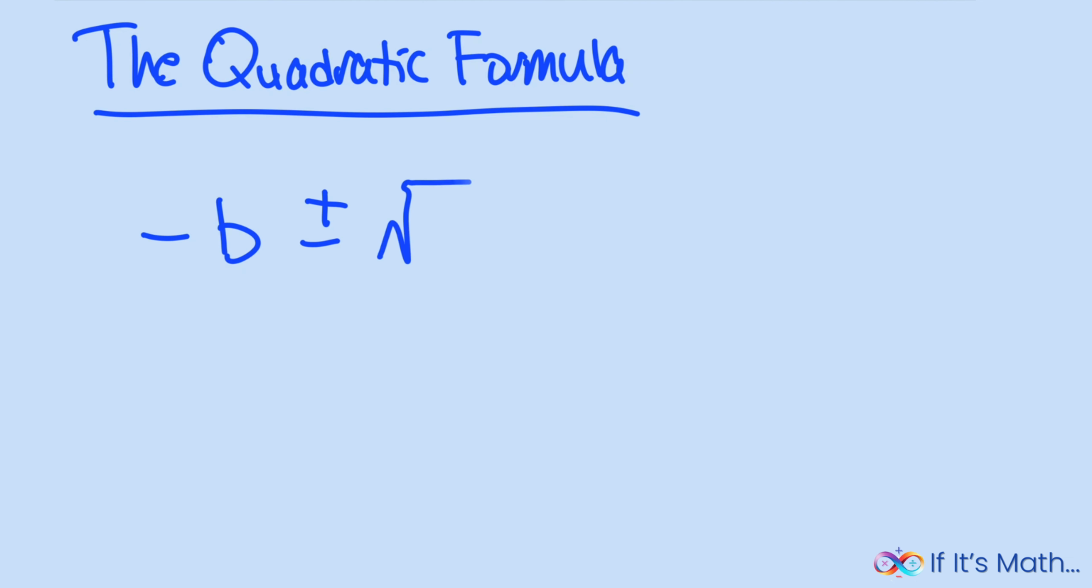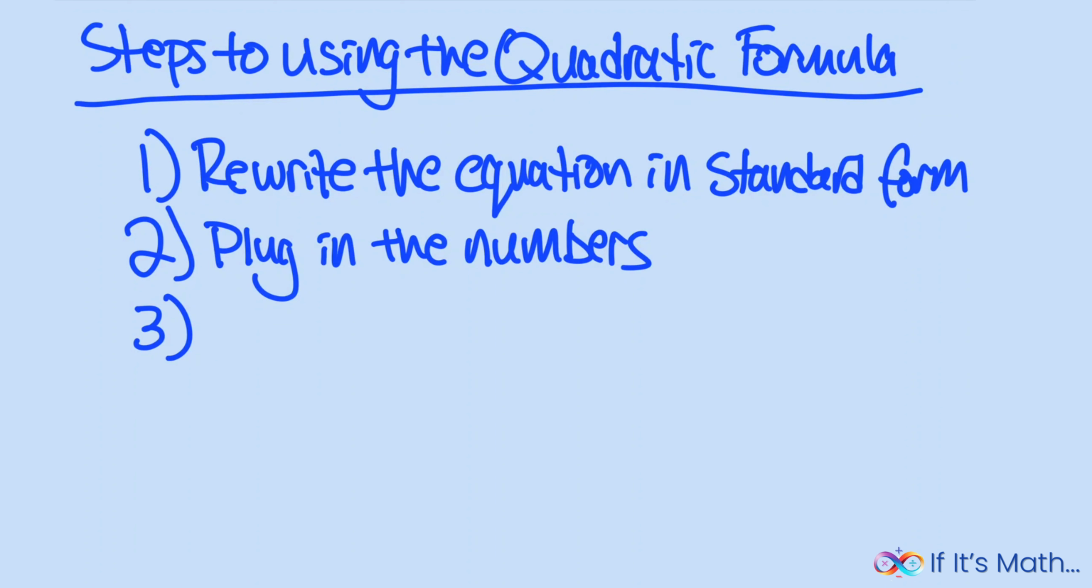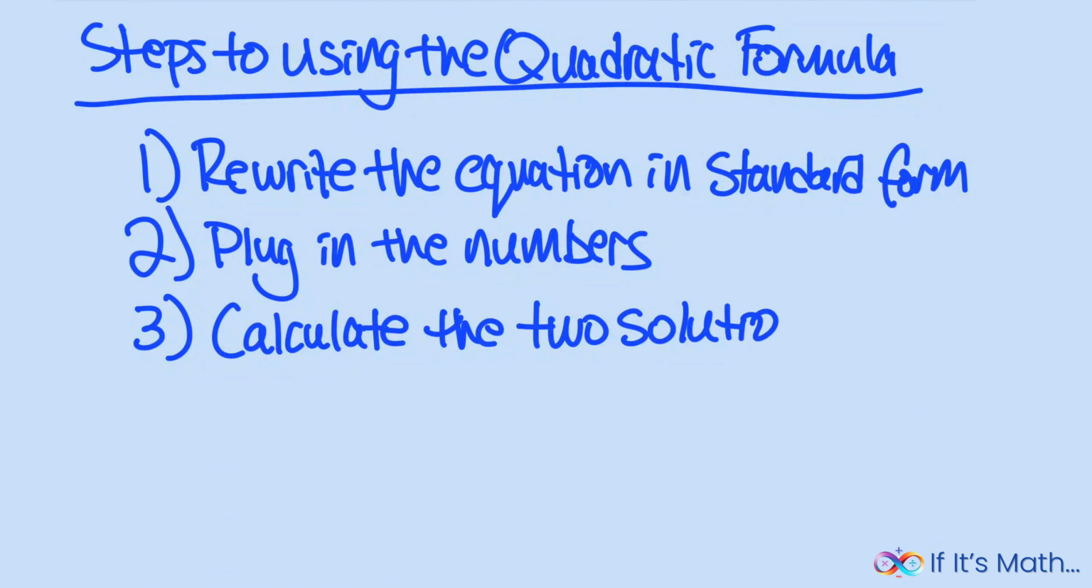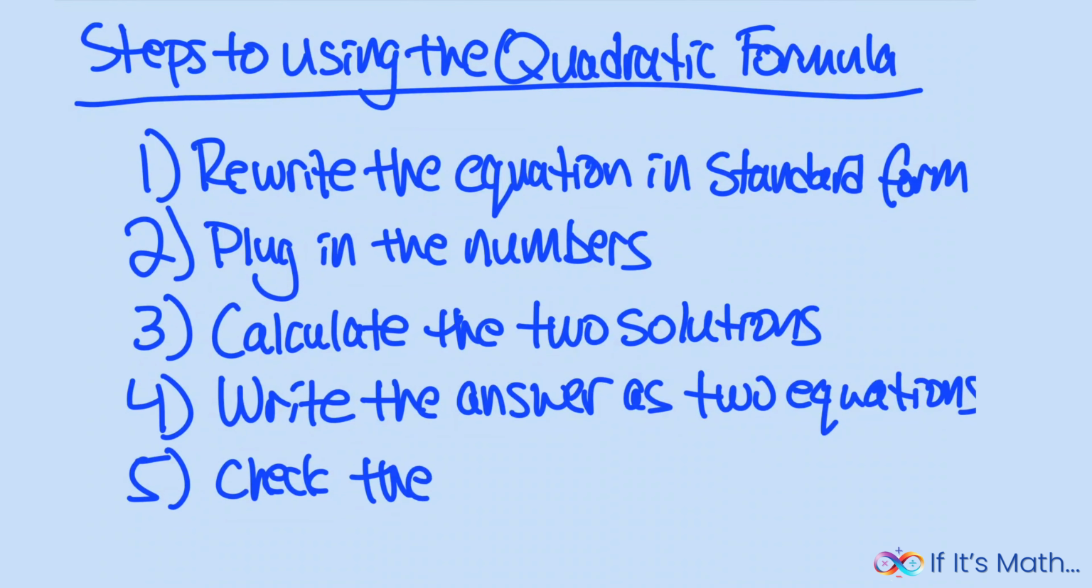The steps used in the quadratic formula, there are 5 of them. First, you're going to want to rewrite that quadratic equation in standard form. That's step 1. Step 2, you plug in the numbers, the a, b, and c, into the quadratic formula. Then step 3, you calculate the 2 solutions. Step 4, you write the answer as 2 equations. The answer to the quadratic formula has to be written as equations. Then step 5, and this is what I love about math, you can go back and check the answers to make sure that you're right.